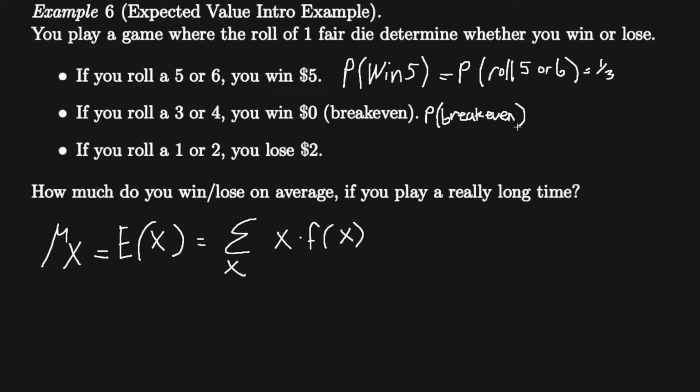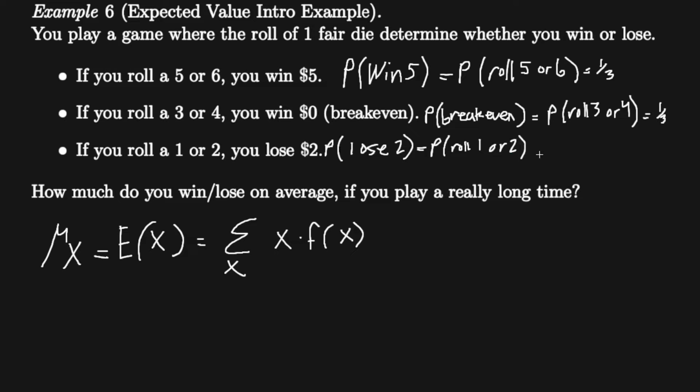Now the probability of breaking even, which is the probability of getting a 3 or a 4, that's also 2 out of 6, so that's 1/3. Now the probability that you lose $2 if you get a 1 or 2, that is the probability of 1 or 2, which is also 2/6, which is also 1/3. So now we can solve this equation, what we have right here.